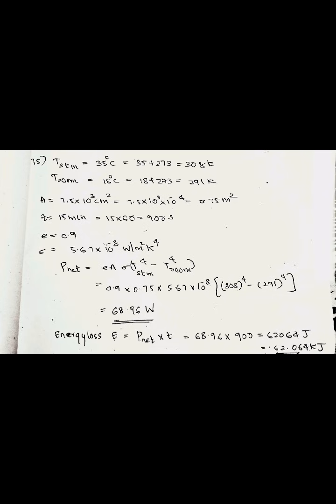Here energy loss E is equal to P net into T, and this is equal to 68.96 into 900, and this is equal to 62064 joule. This is equal to 62.064 kilojoule. Next question is, a balloon having volume 4000 meter cube and mass 3000 kilogram is filled with helium.